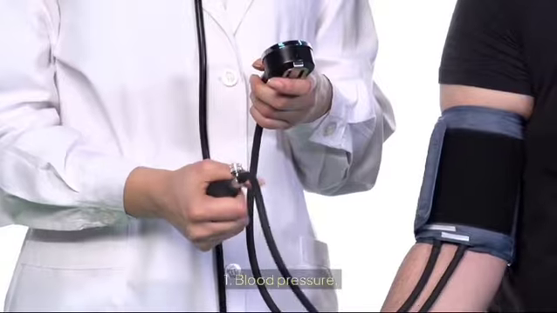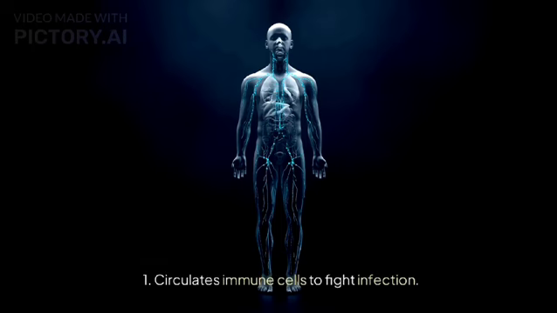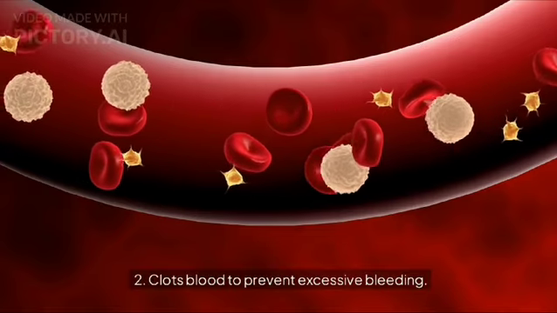Regulation. 1. Blood pressure. 2. Body temperature. Protection. 1. Circulates immune cells to fight infection. 2. Clots blood to prevent excessive bleeding.